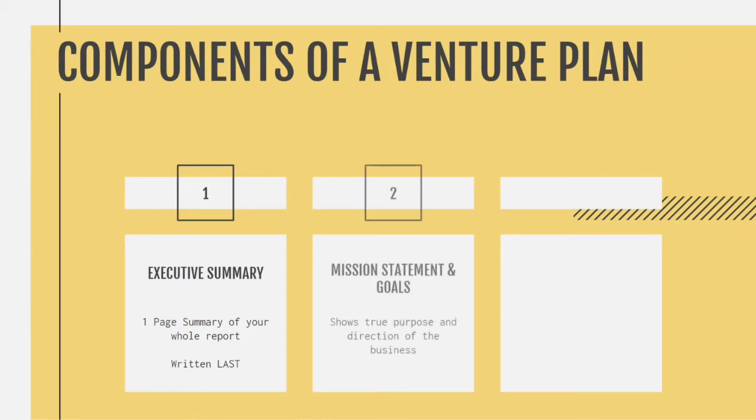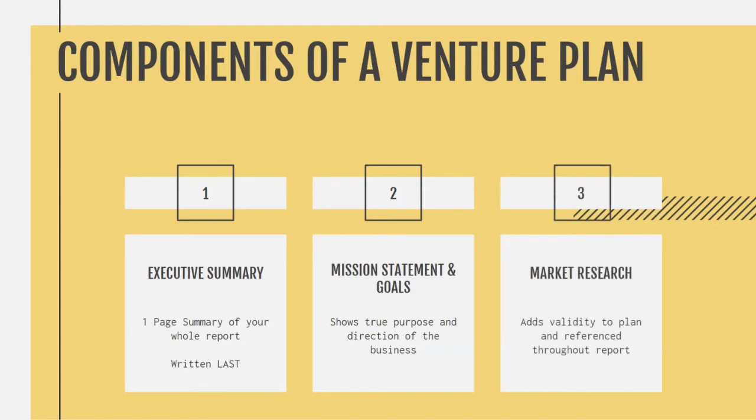All right, the next part of your venture plan is going to be your mission statement and your goals. Okay, what this is doing is showing that true purpose and direction of your business. Okay, so yes, we do manicures. Yes, we sell cars, but what are we really wanting to do with this business? What is that most important aspect of what we are doing? Okay, and making that very, very clear right at the beginning of the report.